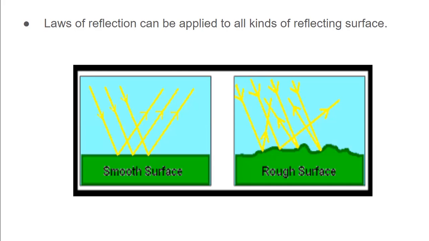Same as the rough surface. In the rough surface also, the light rays will be incident at the same angle, angle of incidence equal to angle of reflection, and the rays will be reflected back. But those rays are divergent. Those rays are not in the same line. They are not collinear. That's why we cannot easily find the reflection on the rough surface. But laws of reflection can be applied to all kinds of reflecting surface, which means the reflection takes place in all types of surfaces.